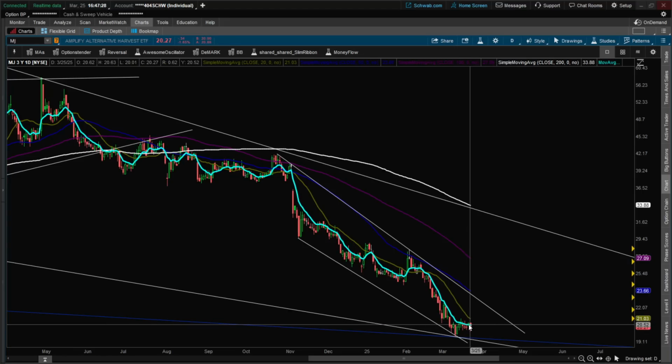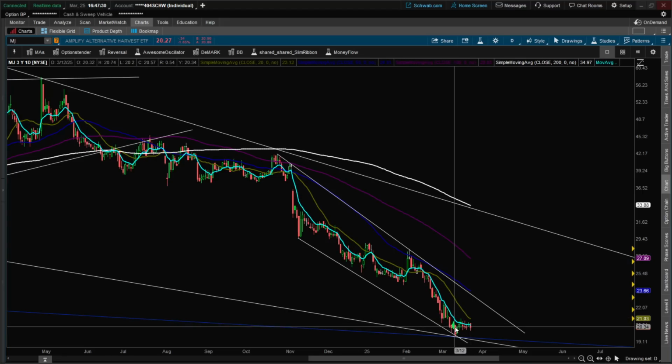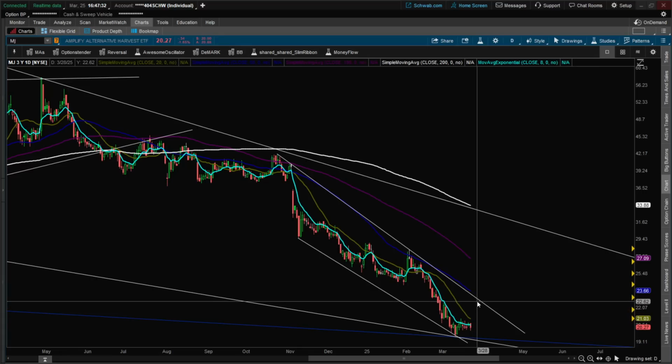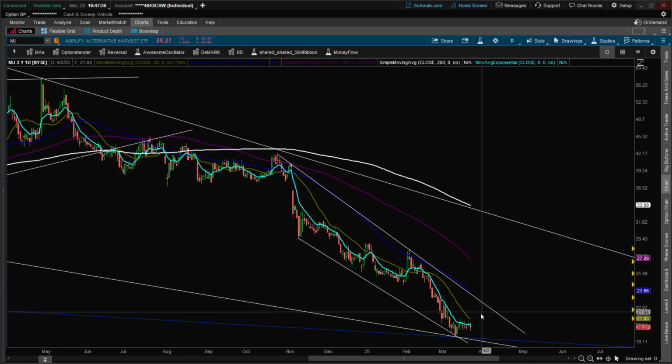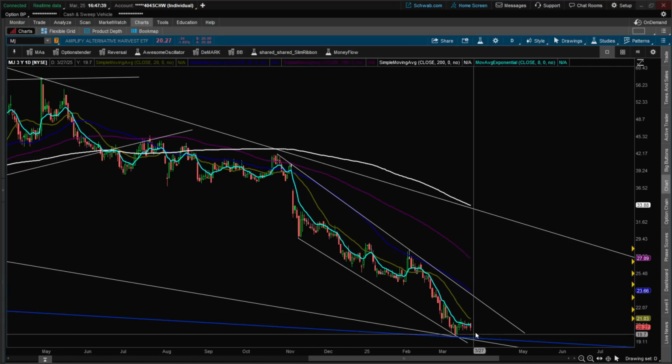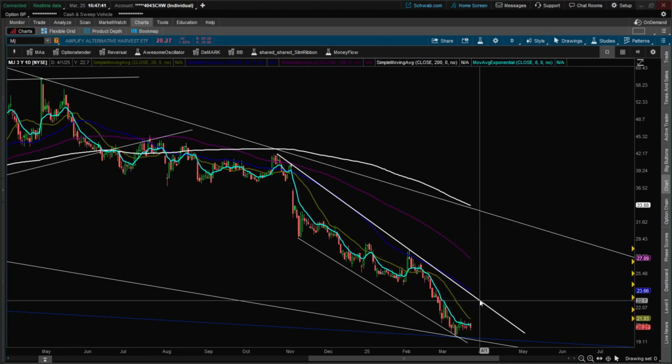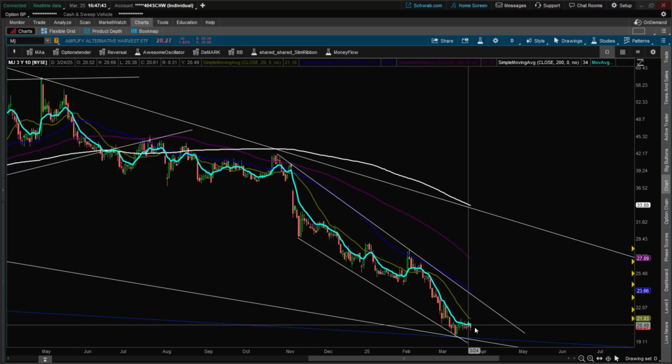If we can break above this 8 EMA, I think we're going to start to see some sort of run, at least at minimum, to this downtrend line here. But there's probably going to be some sort of catalyst that helps us. And so this could be a pretty large move to happen at first.